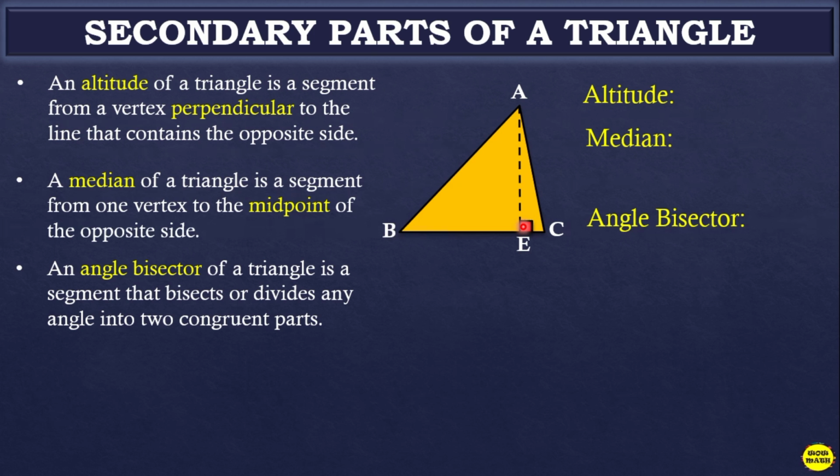So let us give the altitude given this figure. The altitude here is segment AE. This is your altitude since this is perpendicular to segment BC, which is your opposite side, and it forms right angle. Now, when we say median, it is also from one vertex to the midpoint of the opposite side. Ito, perpendicular to the opposite side. Ito naman, midpoint of the opposite side.